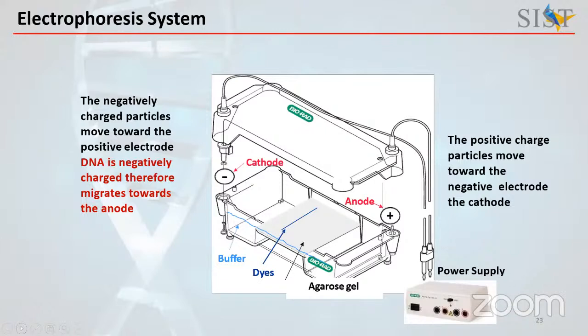All right. So because the DNA is negatively charged, it will move towards the anode, right? So the well where the DNA is loaded should be in the cathode region so that they can move towards the anode region. All right.